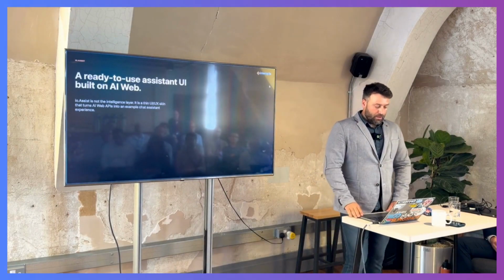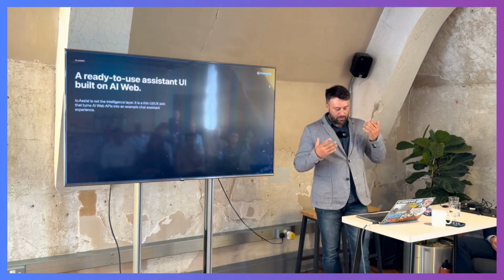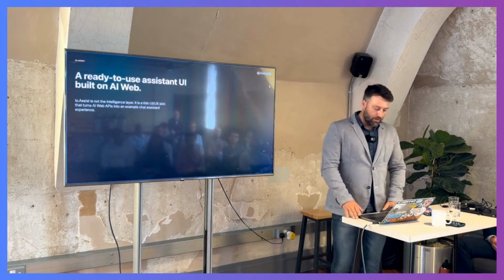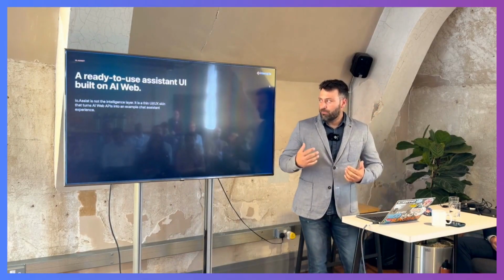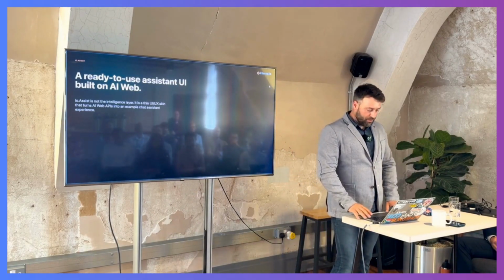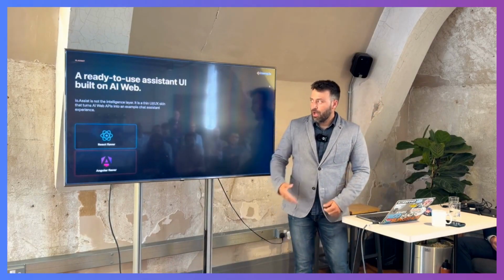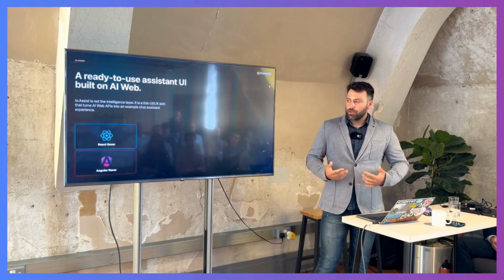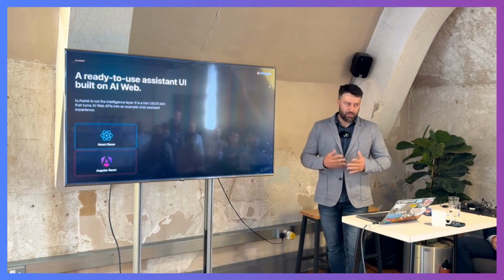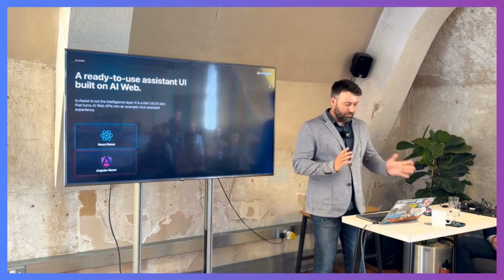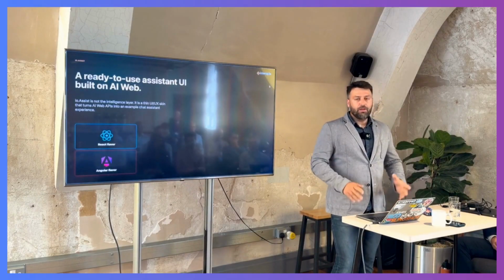The next bit is io.Assist. Now, io.Assist is a ready-to-use UI library, a very thin UI/UX layer built on top of AI Web, of course, in two different flavors: a React flavor and an Angular flavor. It's designed to give those of you who like this chat experience a ready-to-go chat assistant in 15 minutes. So you don't have to code any of the front-end logic and can get going immediately.